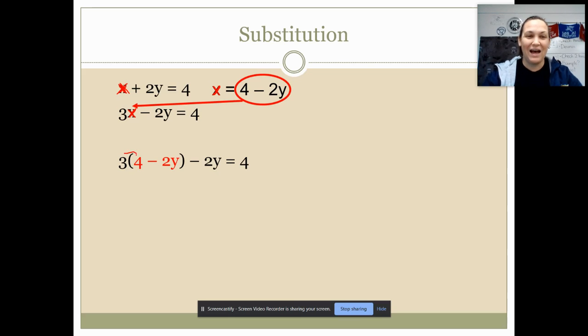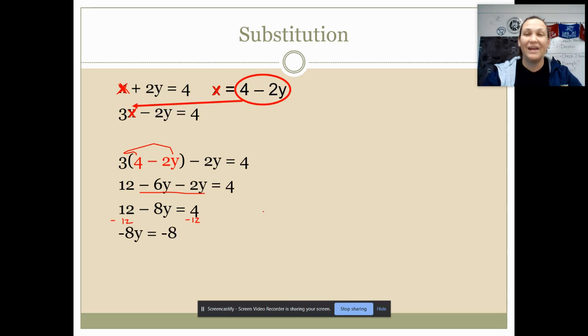All right, I'm now ready to distribute. I'm going to combine like terms. I'm going to minus my 12 to the other side. And I'm going to finish up by dividing by the -8. And I get my first number, but not my whole answer. It's only half the answer. My first number is y equals 1.